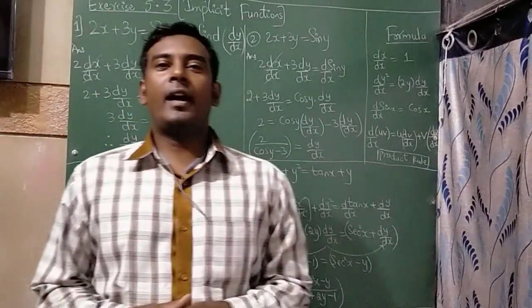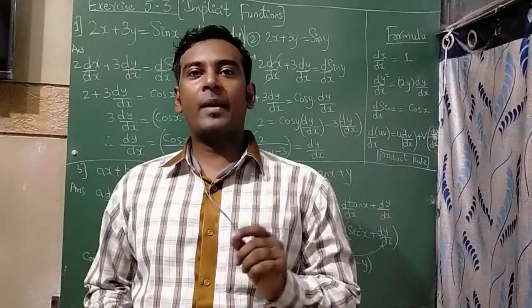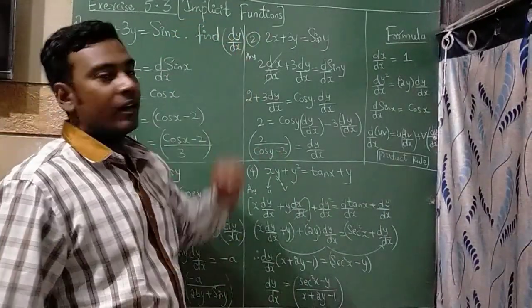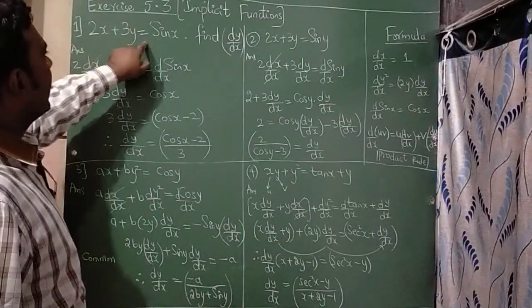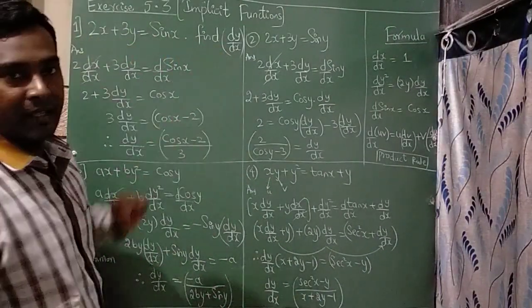Hello everyone, today I am going to explain exercise 5.3, that is implicit functions. Okay, let us start with the first problem. 2x plus 3y is equal to sin x, find dy by dx.